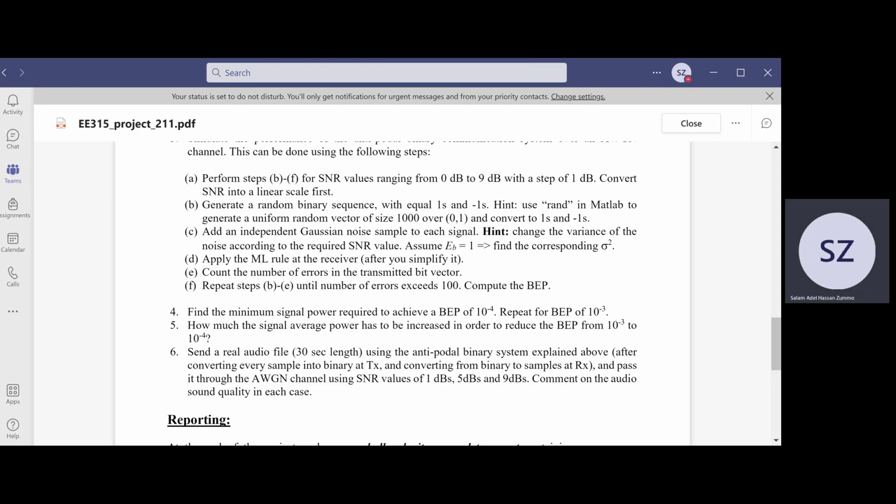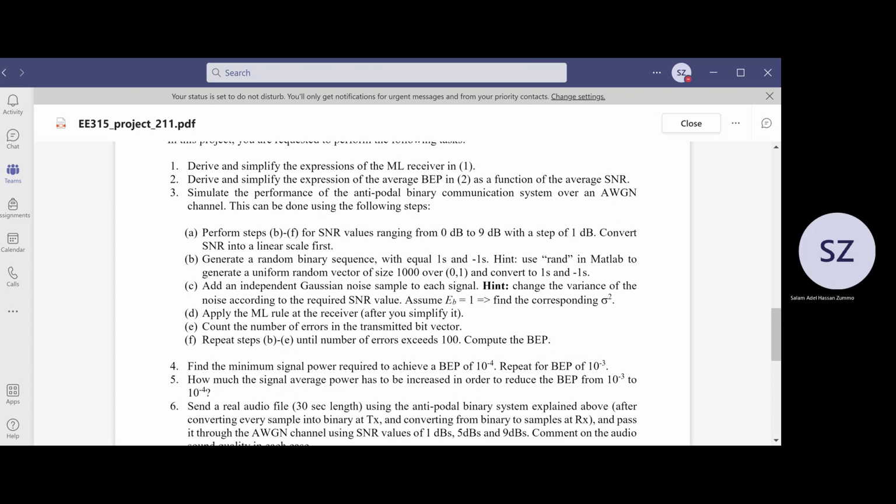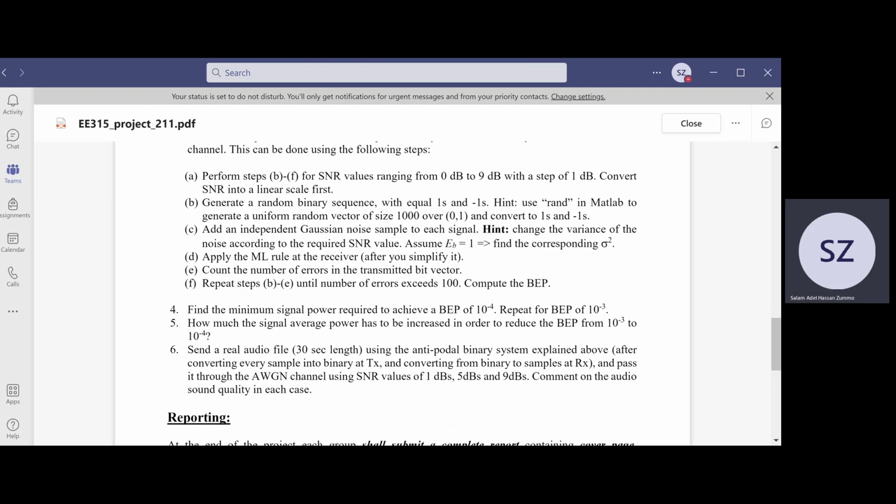اللي في step هذه هنا. Step number 1. And then count the number of errors as you transmit every vector, and then keep repeating the process until you get 100 errors. By this, you will have certain average probability of error for a given SNR.